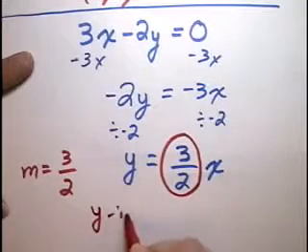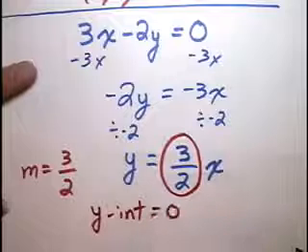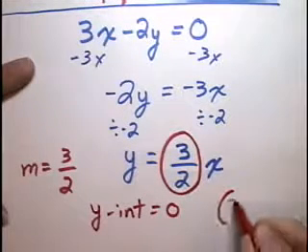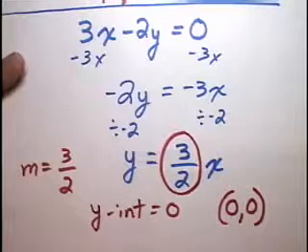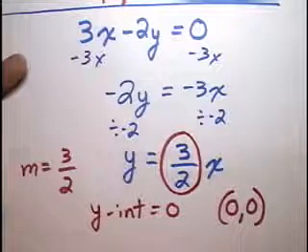When your y-intercept is 0, what point do I know on the graph? I right away know that the point (0, 0), which is what we call the origin, is one of the points that I'm going to graph when I graph this equation.